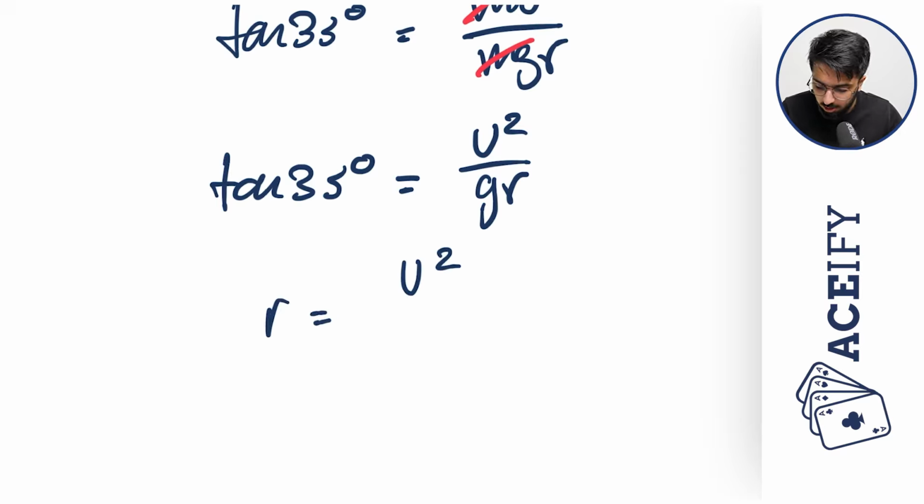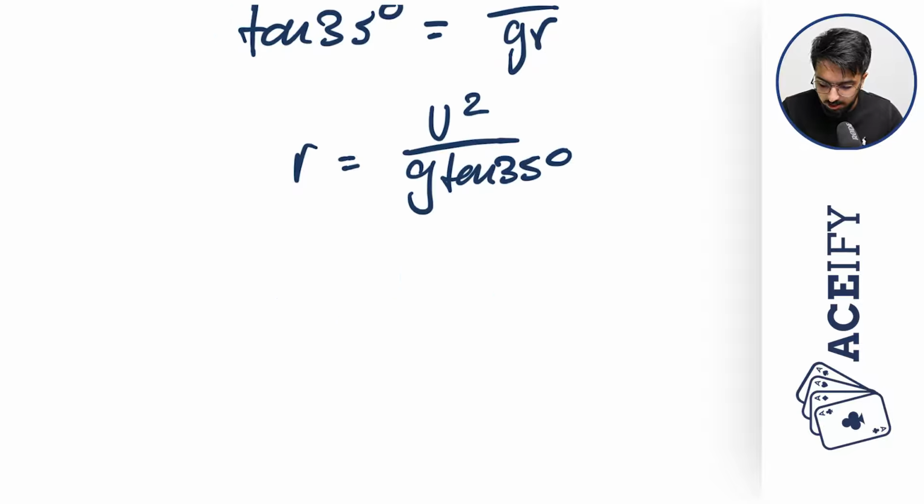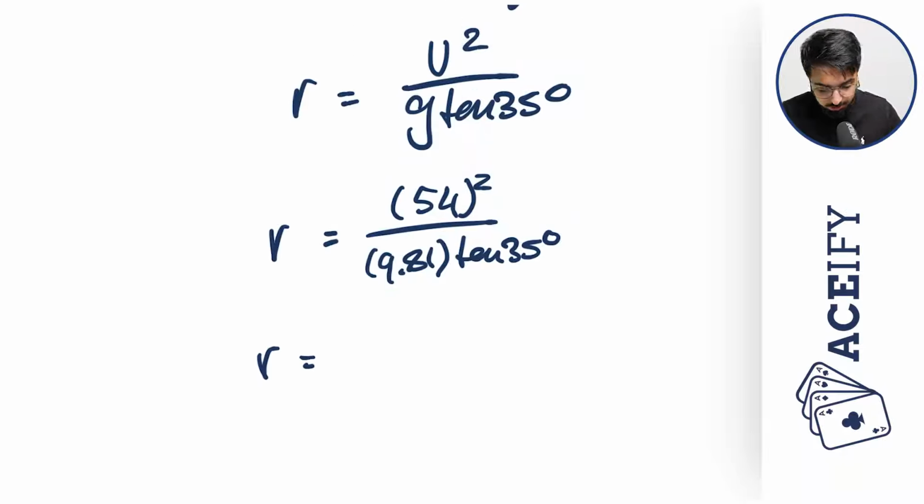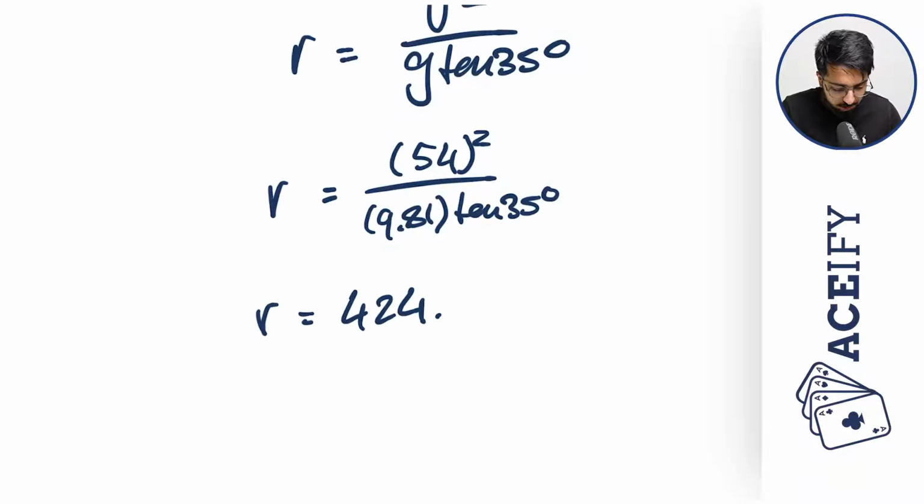And remember, we're trying to find our radius, so we can say our radius is equal to v squared all over g tan 35 degrees, and therefore our radius is equal to 54 squared all over 9.81 tan 35 degrees. And this gives a radius of 424.51 meters, or 425 meters.